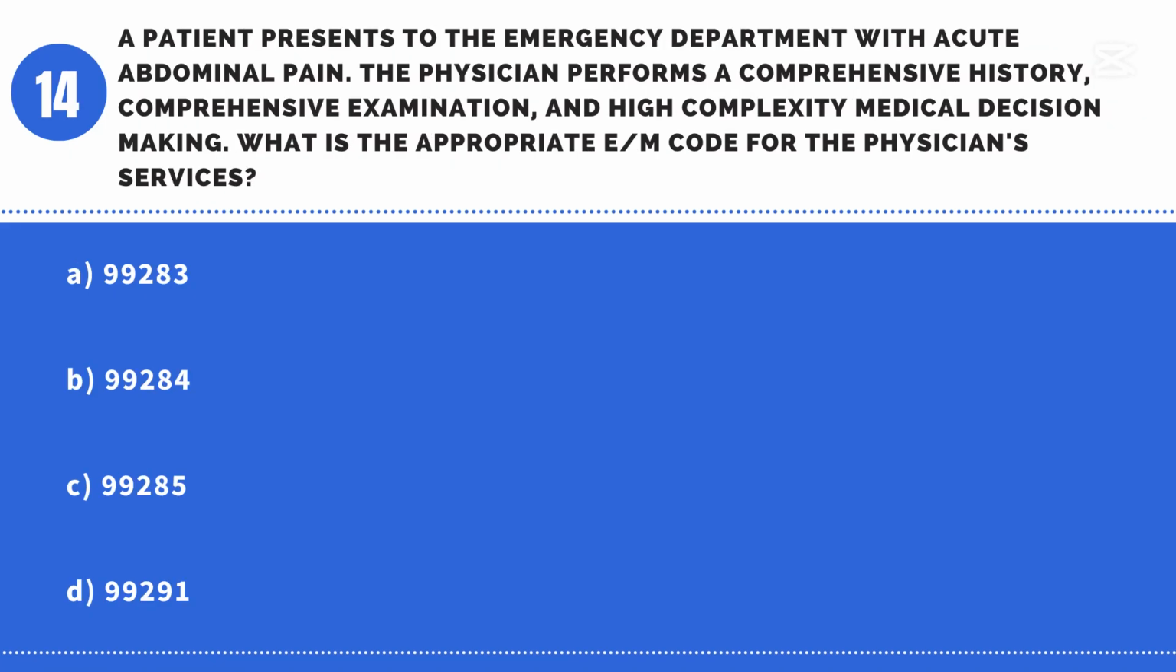Question 14. A patient presents to the emergency department with acute abdominal pain. The physician performs a comprehensive history, comprehensive examination, and high-complexity medical decision-making. What is the appropriate E/M code for the physician's services? A. 99283. B. 99284. C. 99285. D. 99291.